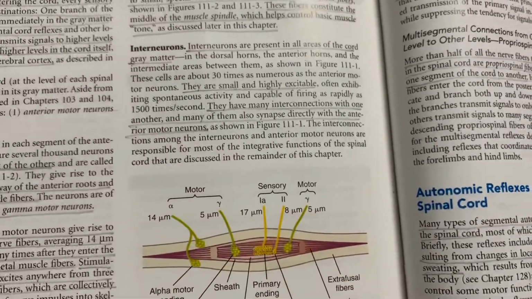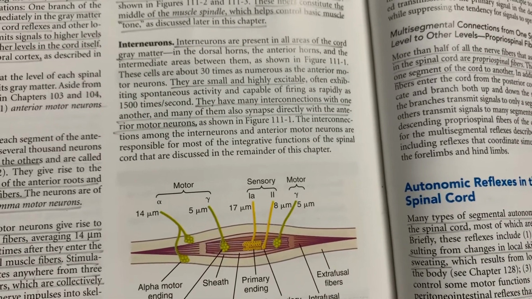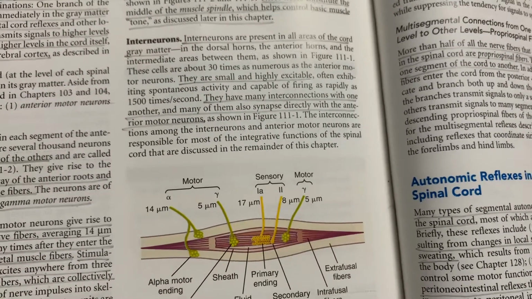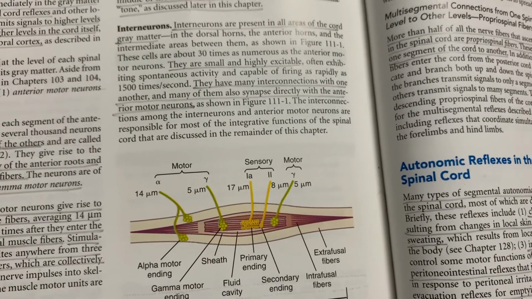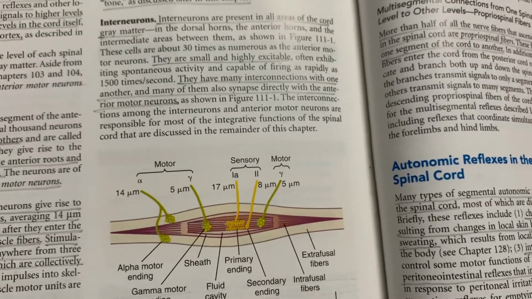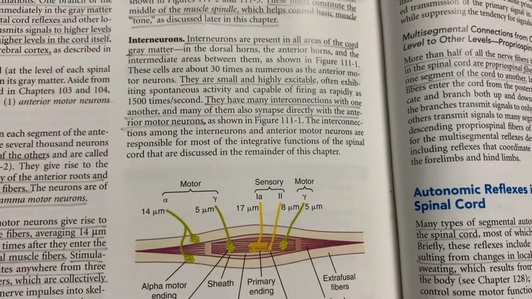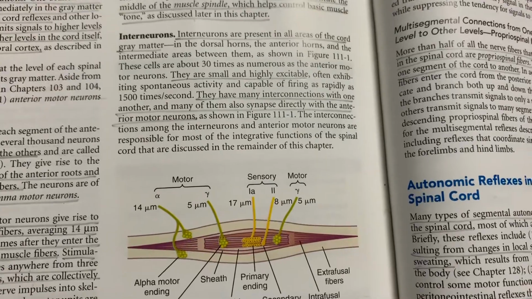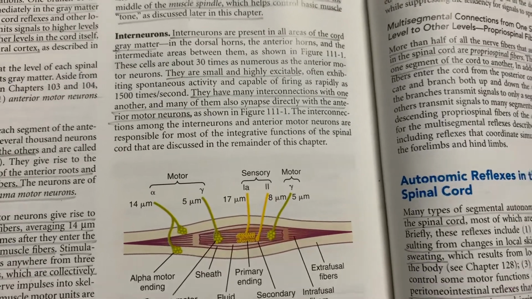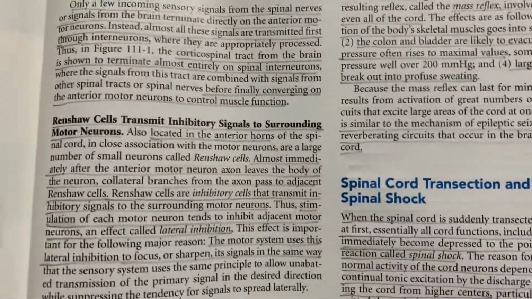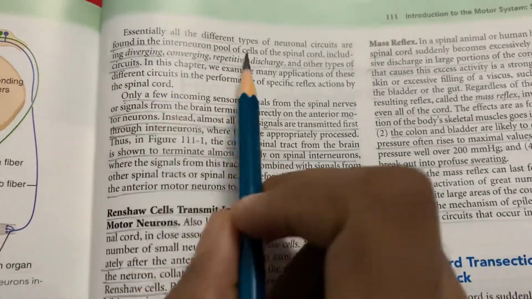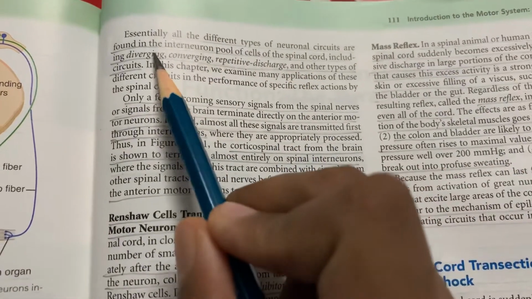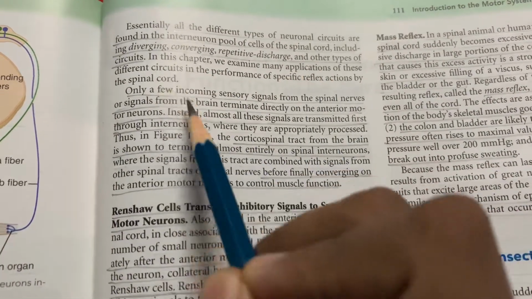And coming to interneurons, they are present in all areas of the cord's gray matter. They are small and highly excitable, and they often exhibit spontaneous activity and rapid firing. They fire as rapidly as 1500 times per second. They have many interconnections with one another, and many of them also synapse directly with the anterior motor neurons. Essentially all the different types of neuronal circuits found in the interneuron pools of the spinal cord, including diverging, converging, repetitive discharge, and other types of circuits.